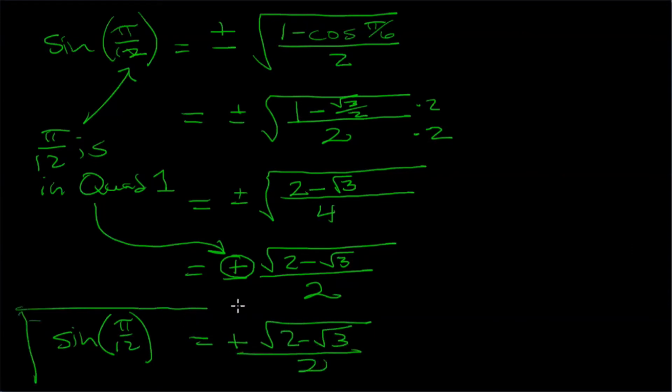And then that would be the exact value of sine of pi over 12. I don't know if you guys remember, we got the answer using the sum and difference formulas. It looks different, but it's the same answer. So if you do this using sum and difference, you're going to end up with the square root of 6 minus the square root of 2 over 4.